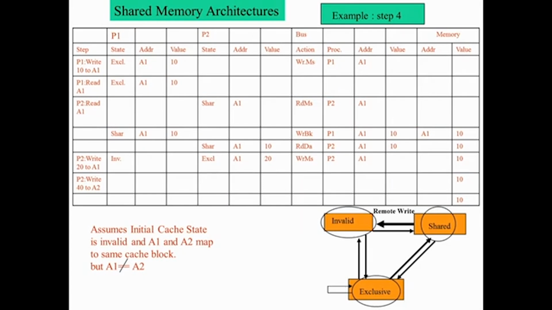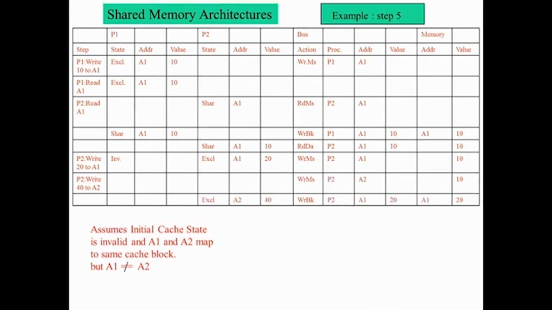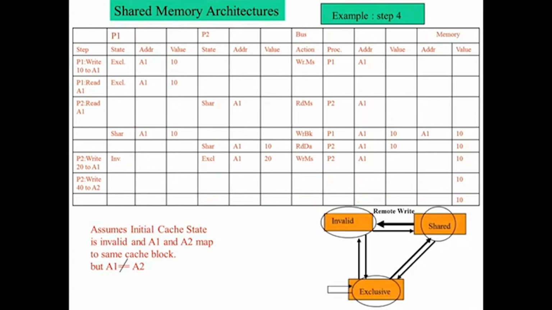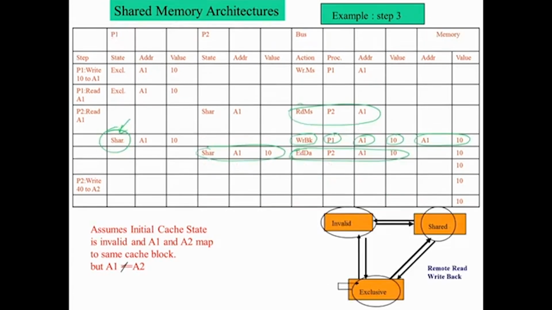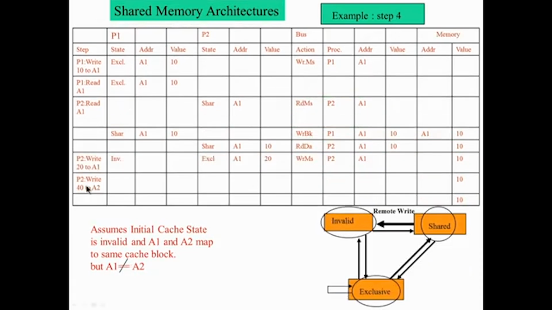What will happen when P2 writes 40 to A2? One minute, sorry, I think this should be removed. Now P2 writes 20 to A1, forget this for a minute. P2 writes 20 to A1, now what will happen?